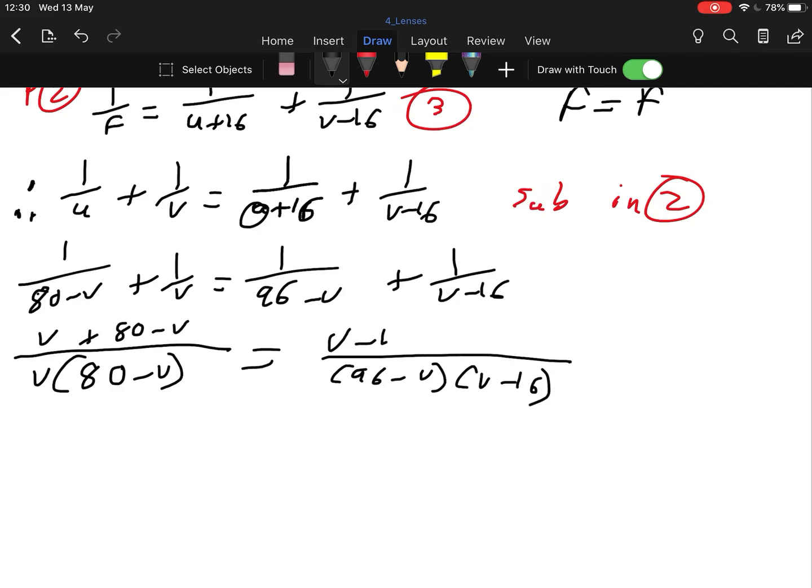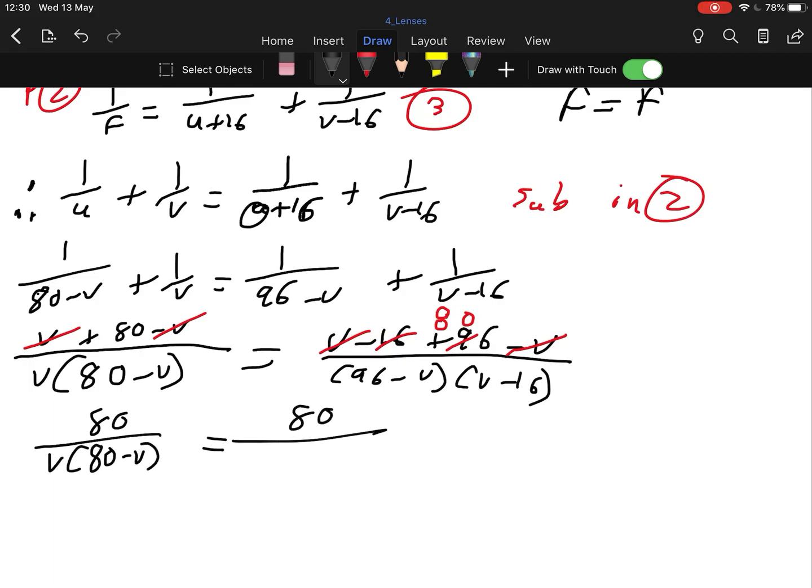Okay? So this goes in v minus 16 times, and this goes in 96 minus v times. So again, that gets rid of that, that gets rid of that, and that gets knocked down to 80. So we're left now with 80 over v, 80 minus v, equals 80 over 96 minus v, v minus 16. And it's here where most people say cross multiply, okay?